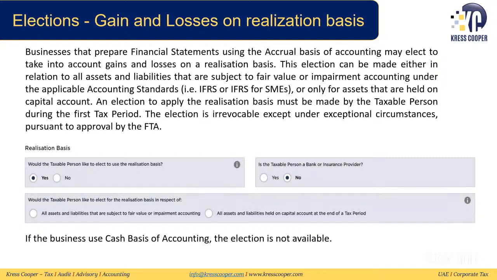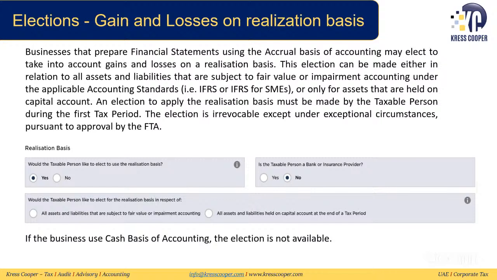So this election can either be made in relation to all the assets and liabilities that are subject to fair value or impairment accounting under the applicable IAS, whichever you're following. For example, if your revenue is more than 50 million, you have to follow the IFRS. If it is less than 50 million, you can go for IFRS for SME as well. Whatever accounting standard is applicable, you have to select whether you are making it in relation to all assets and liabilities that are subject to fair value impairment accounting, or only for assets that are held on capital account. So this will be required to be made.